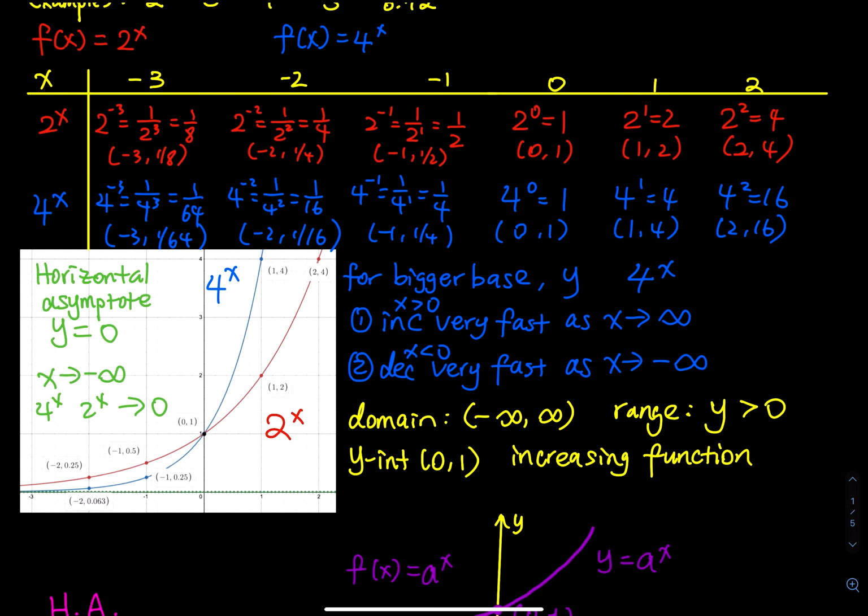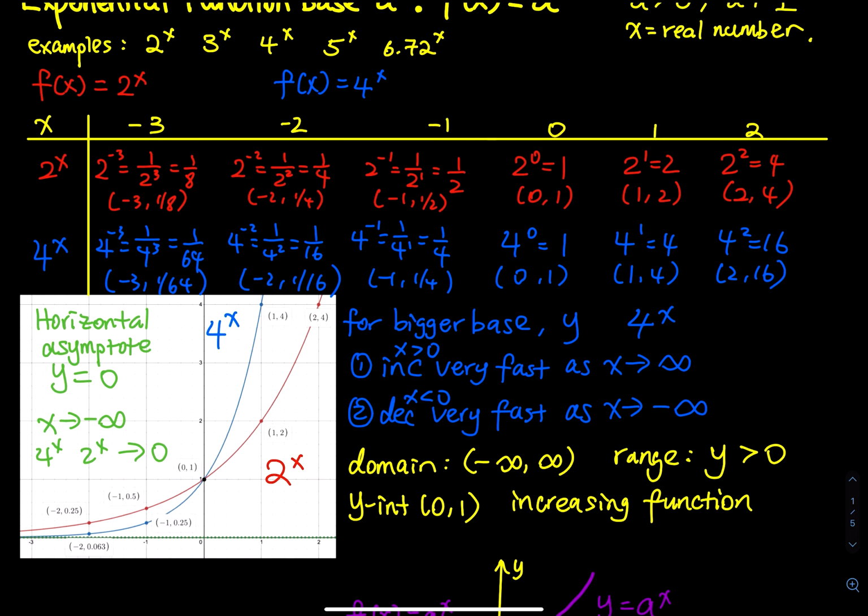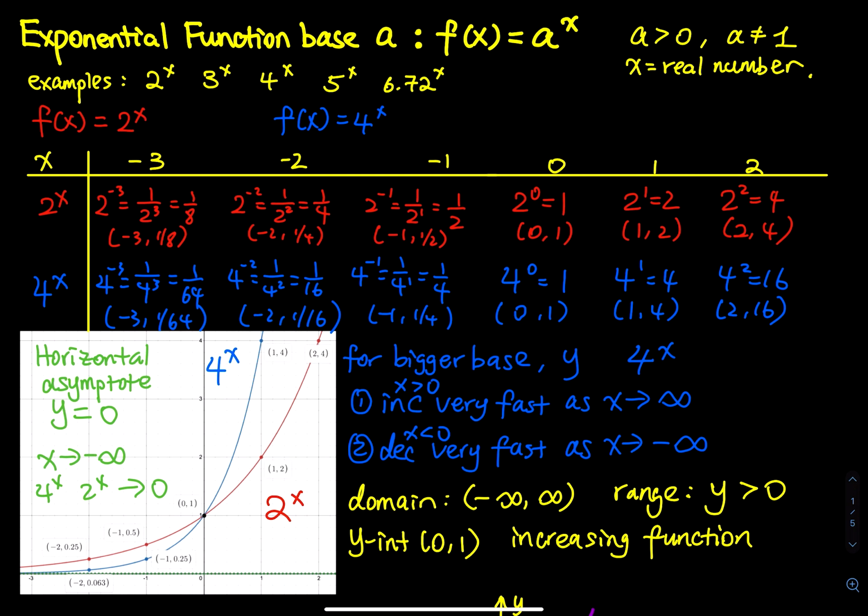There is no y equals 0, because y equals 0 is a horizontal asymptote, and they both have (0, 1) as the y-intercept, and they are both increasing functions. The horizontal asymptote is y equals 0, which is the x-axis. In the picture you see here, I use a dotted line right here, y equals 0. As x goes to negative infinity, both functions approach 0. So that is the comparison of 2 to the x and 4 to the x.